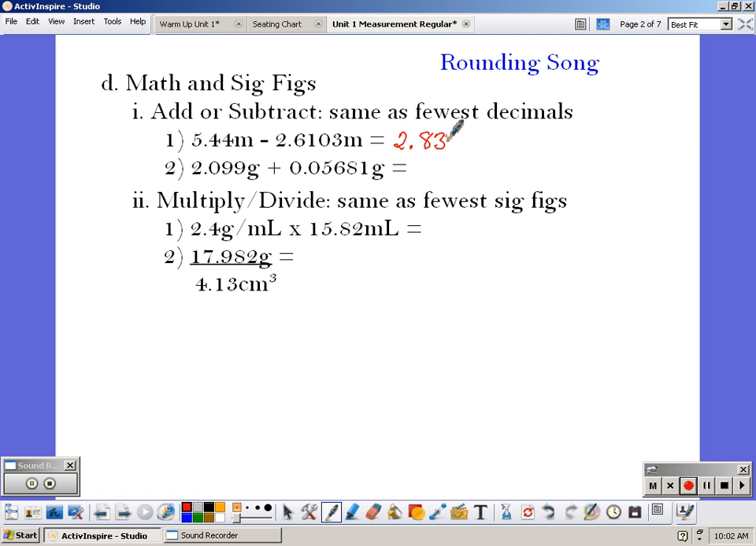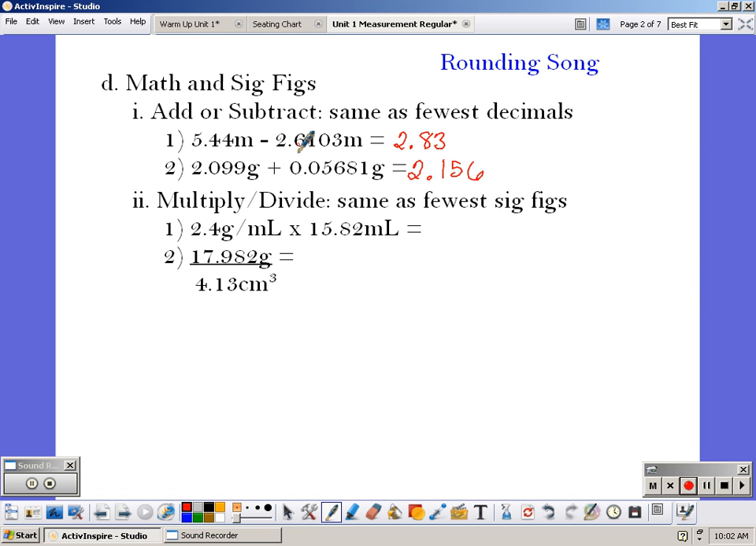This is changed to a 3 because it was 29 and the 9 rounds it up. In number 2, 2.099 has 3 decimals. 0.05681 has 5 decimals. So we're going to use 3 decimals. 2.156.